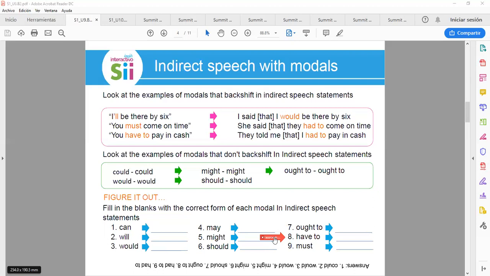Number 8, have to. Excellent. Yes. It has to change to the past, so the answer is had to. Number 9, must. Yes, that's right. In the past, it has to be had to. Pretty good job. Let's go to the next image.